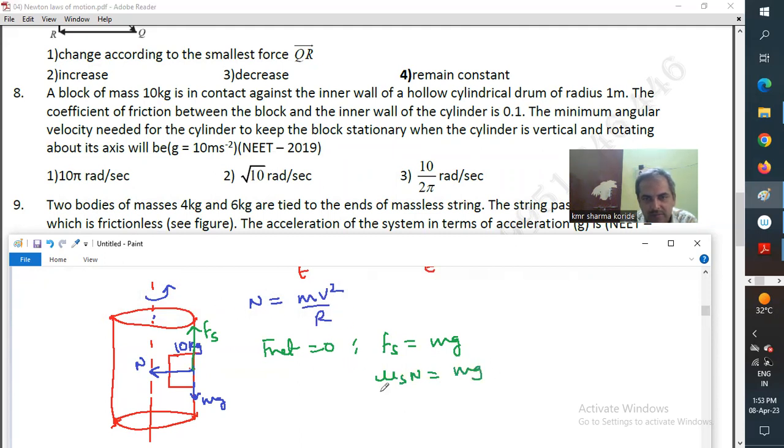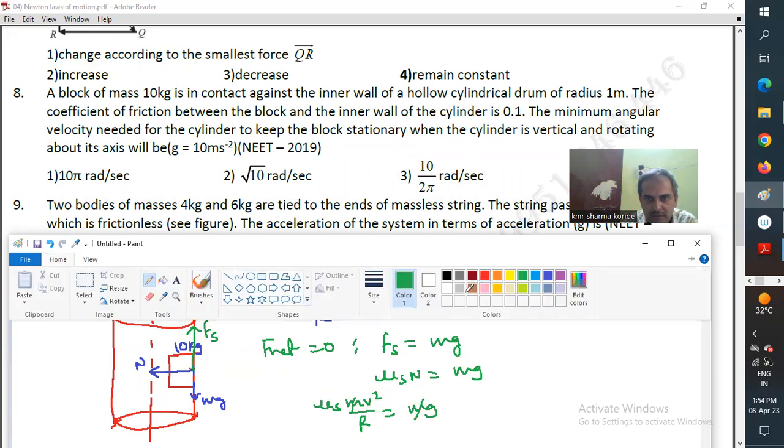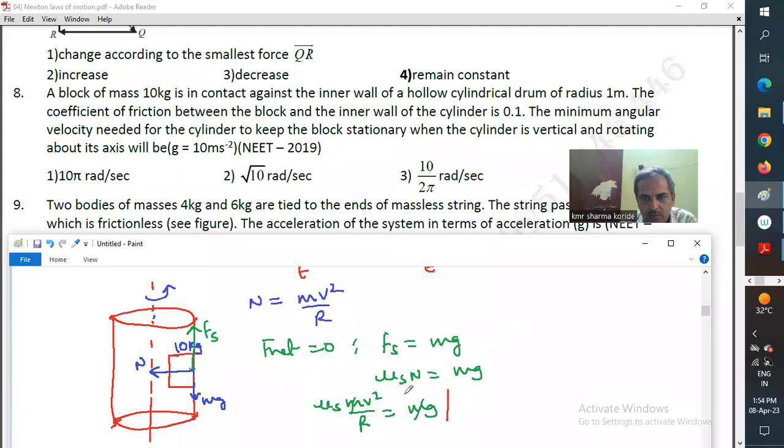So what is normal reaction? That is mv square by r, is equal to mg. You can cancel m and m. So you can continue this one, your mu s is given in the question as 0.1. Then you change this v as v equal to r omega. In rotatory motion, the relation between tangential velocity and angular velocity is v equal to r omega. So r square omega square by r is equal to g. So one r gets cancelled.